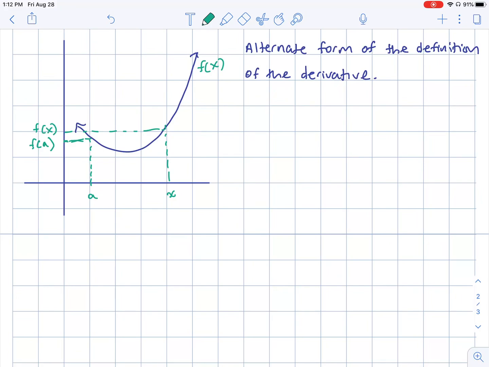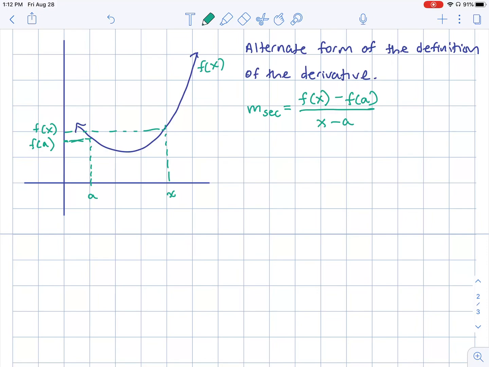I'd like you to go ahead and hit pause on the video and try to set up for me the slope of the secant line based off of those two coordinate points. So hopefully you've figured out it's f of x minus f of a, change in y over x minus a.